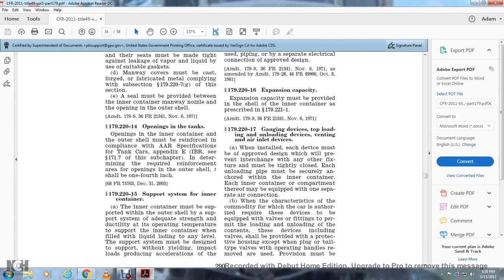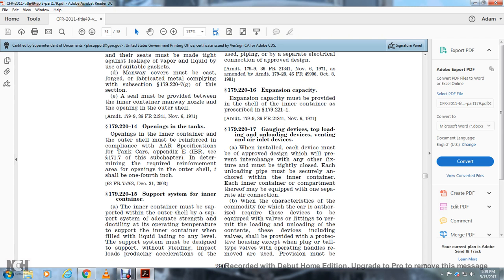179.220-17 Gauging device, top loading and unloading devices, venting, and air inlet devices. When installed, each of the devices must be of approved design, preventing interchange with any of the fixtures, and must be tightly closed. Each unloading pipe must be securely anchored within the inner container. Each inner container compartment may be equipped with one separate air connection. When the character of the commodity for which the car is authorized requires, these devices must be equipped with valve fittings for permanent loading and unloading of the contents of the device.